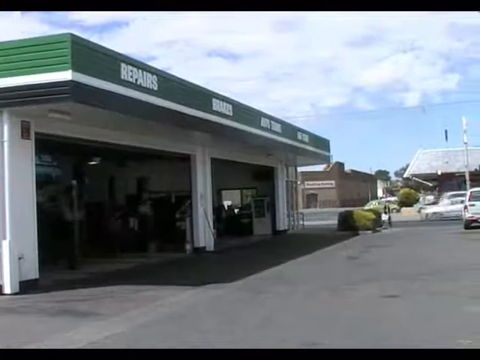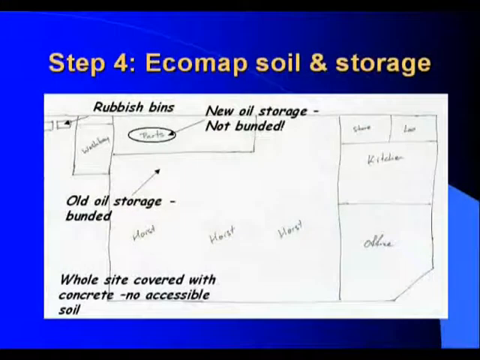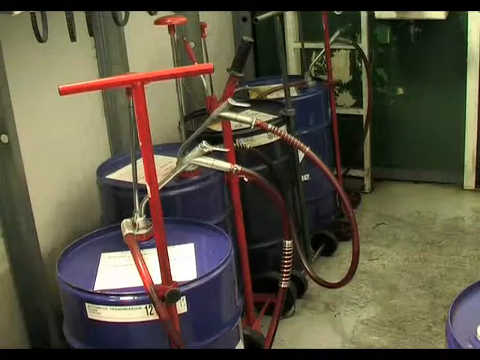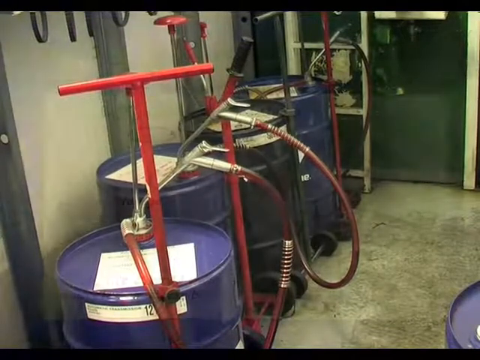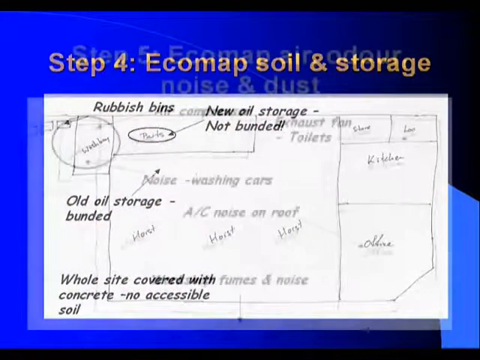Now, a bund is basically a small concrete curbing that prevents the oil from escaping into the environment. The whole site is covered with concrete, so in this example contaminated soil is not an issue, but in other instances oil has been known to have been tipped out onto soil at the back of premises, creating a contamination problem. Rubbish bins are outside the premises. You can mark them on your map. In our example, new oil is not an abundant area and could be spilled. This needs to be addressed, so we put a small circle around that on the map.